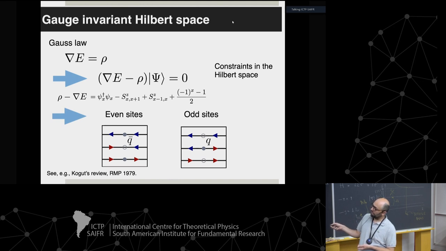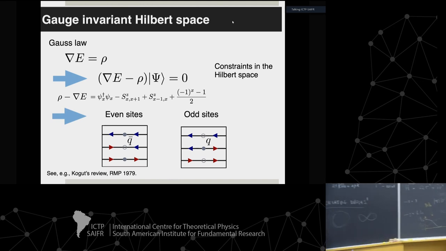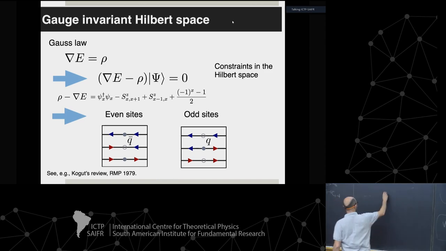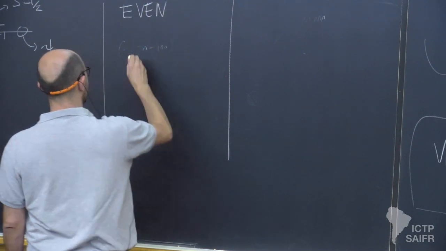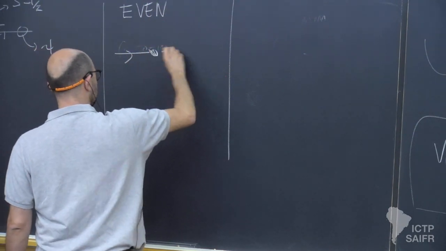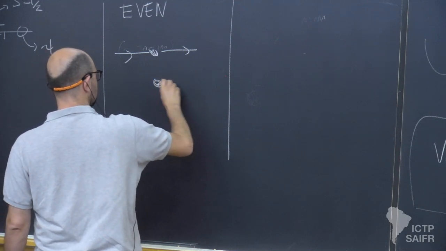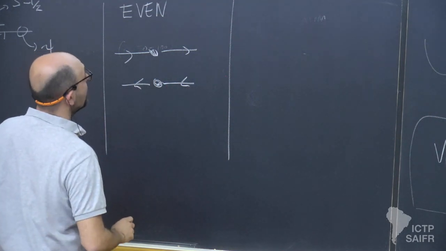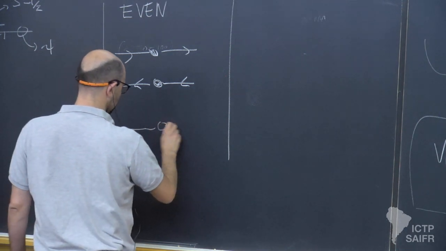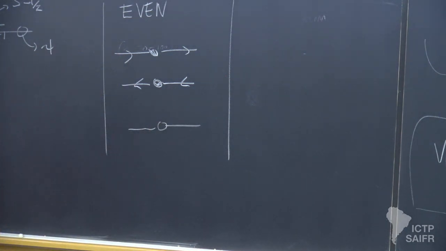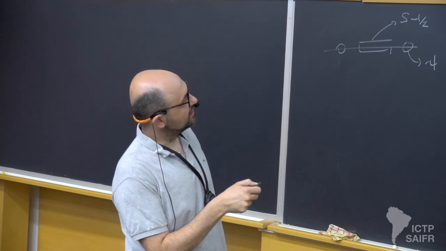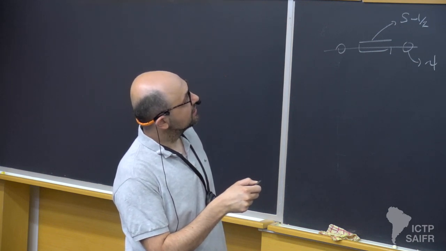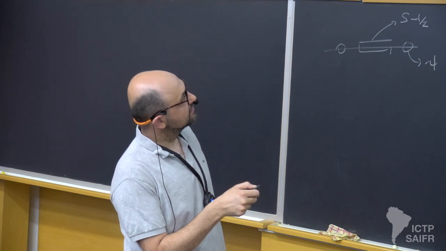So they can be either pointing left or pointing right. Let me actually write it, because later we will need it. Even sites: we have a term where the flux is like this, and we can have the flux like this. And then, when we have a sink, so there is a hole here, we can go back to this Gauss law. If there is a hole, zero, for even sites.